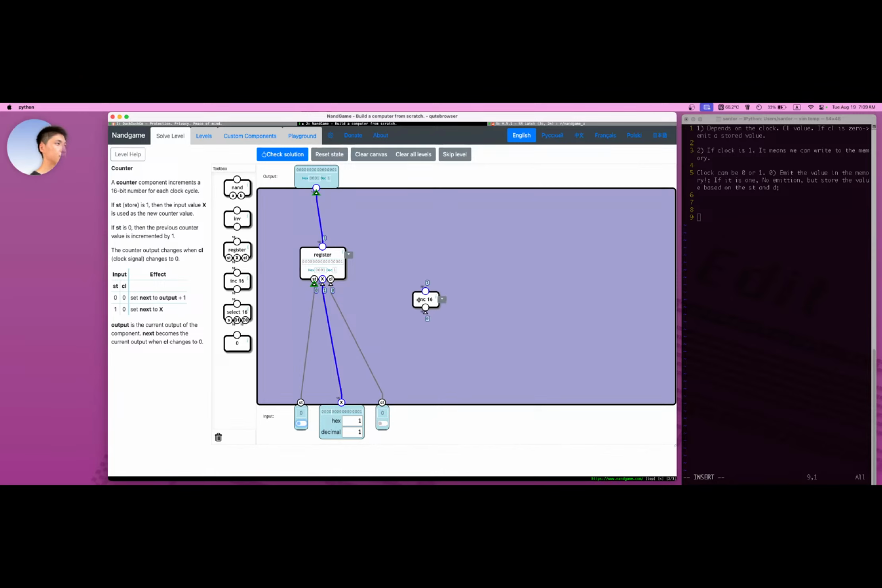So here, when we have a 0, 0, we need to use increment. We get from here, and we need to write it to here. Okay, makes sense. When st is 1 and clock is 0, use this x. Okay, maybe we can use this one, select.